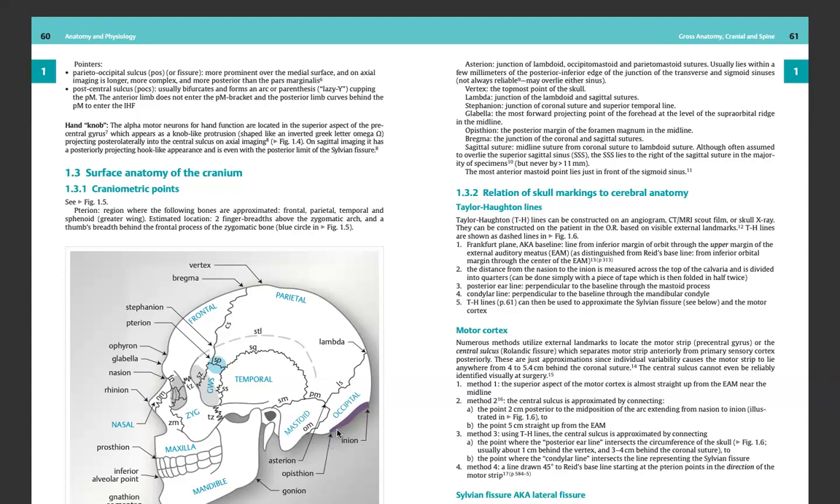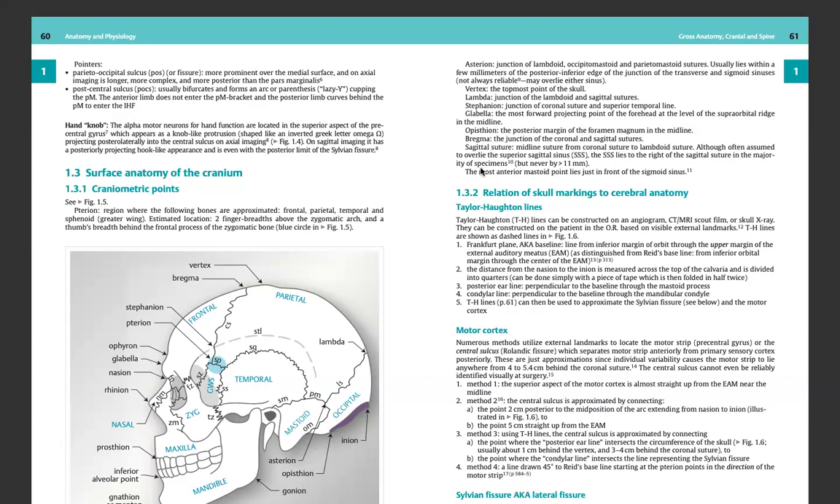The opisthion is the posterior margin of the foramen magnum in the midline. Here, opisthion. Of course, the inion is the most prominent part of the skull posteriorly. So you have the vertex. Anteriorly you have the glabella, most superiorly you have the vertex, and most posteriorly you have the inion. And going inferiorly, you have the posterior part of the foramen magnum, the most prominent posterior part of it is the opisthion.